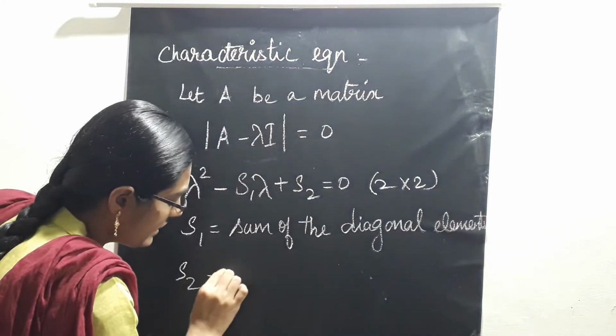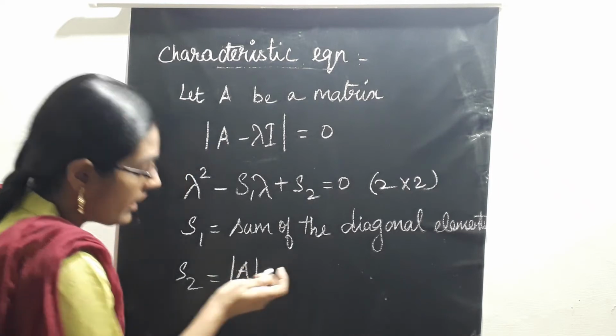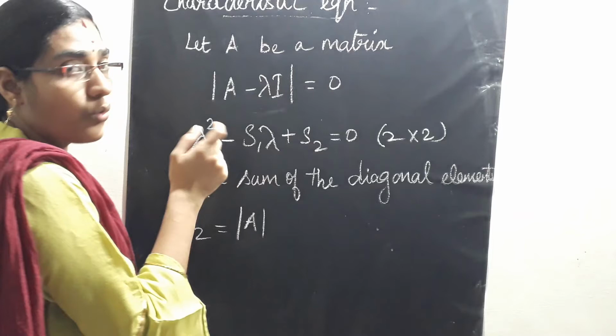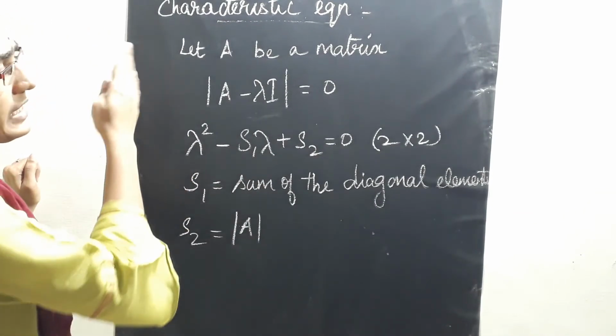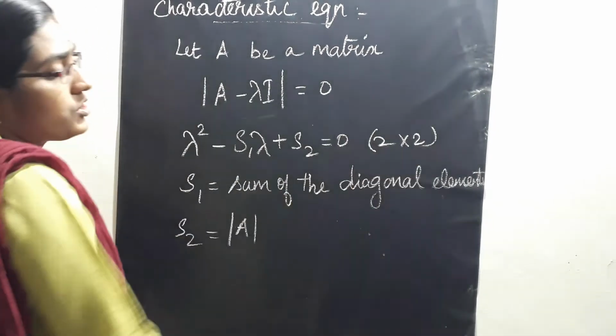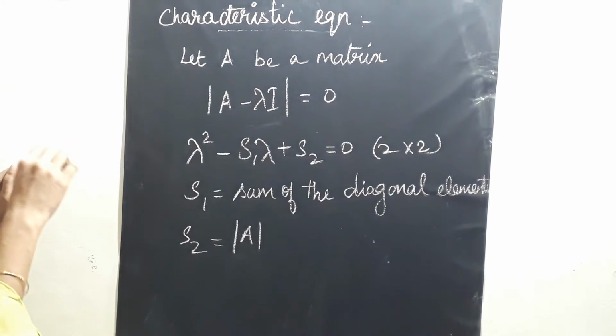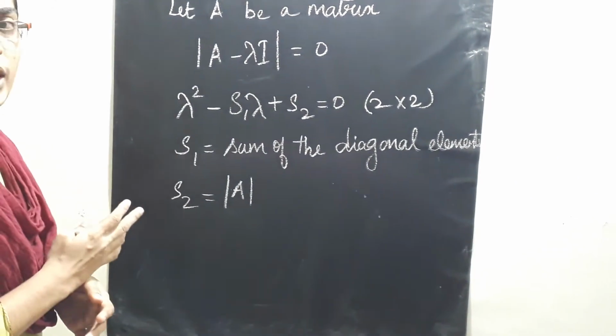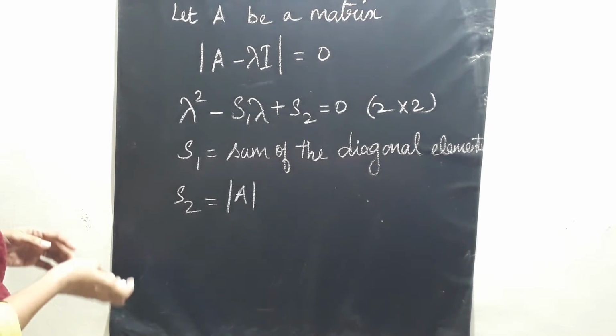S2 means determinant A. If you find this value and substitute in this equation, you will get a quadratic equation. That equation is the characteristic equation of a 2 cross 2 matrix. After finding the characteristic equation, we need to find the eigenvalue and the eigenvector.